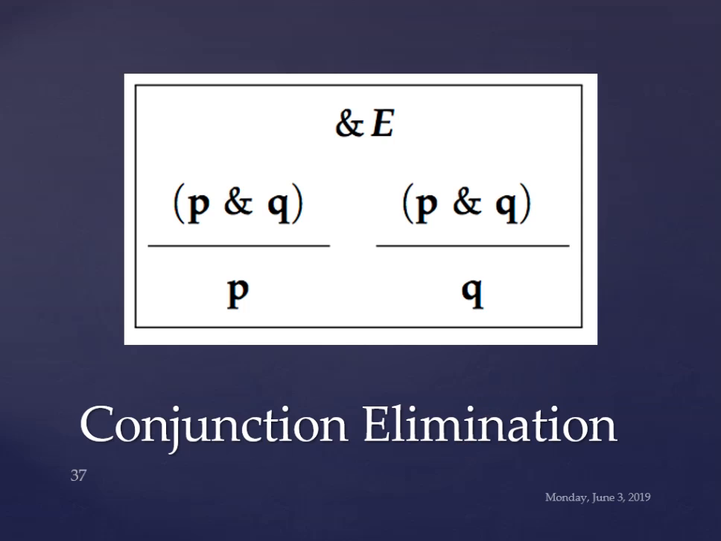Here is the picture that you should memorize. That's ampersand E. Notice how you're only citing a single line. That's the line that the conjunction is on, and then you're taking 1 part out of it. So in this case it's P, and in this case it's Q.